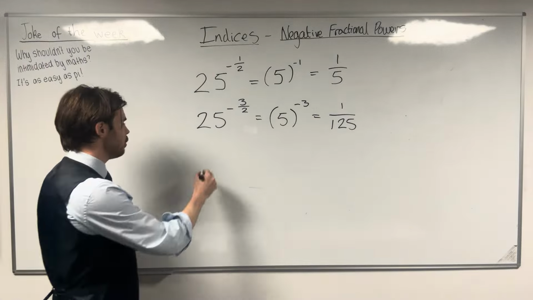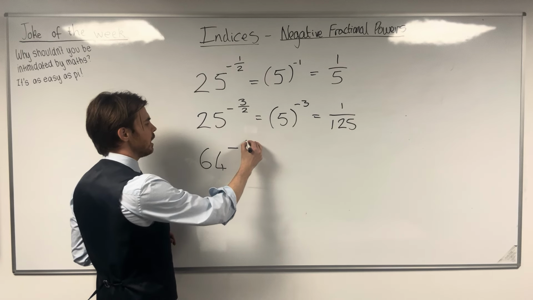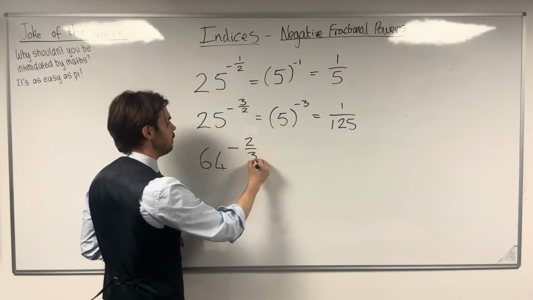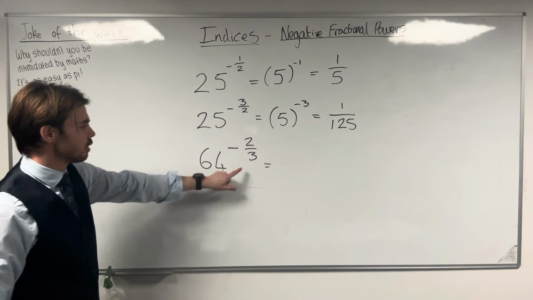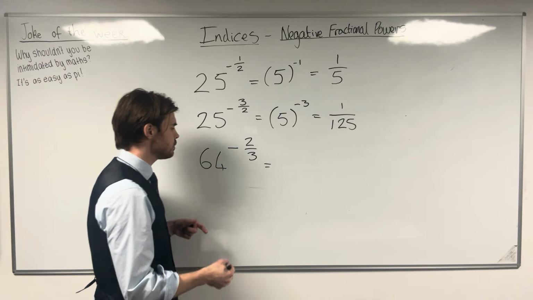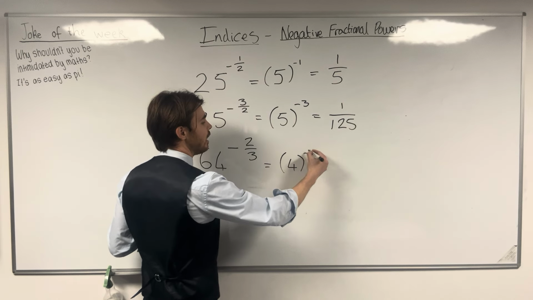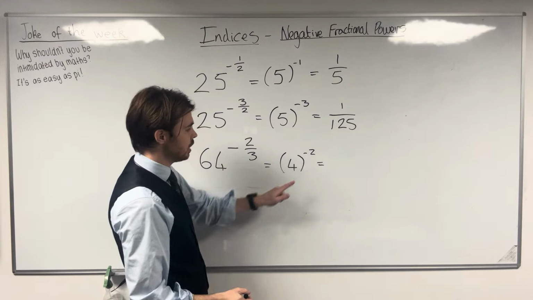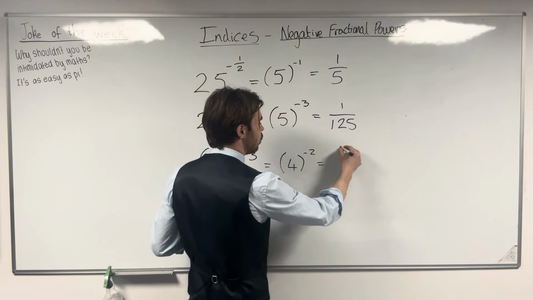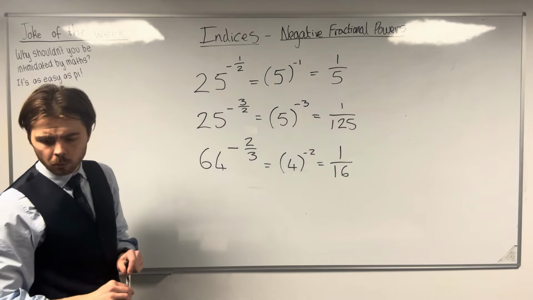Next one, I'm going to do 64 to the power of negative, what did I write down earlier? 2/3. Okay, let's see what this does. So this is cube root 64. So what times by itself 3 times makes 64? That is going to be 4. Then I've got a -2 acting on that. So I am squaring the 4, but then using the reciprocal of 4, which is, of course, 1/16.